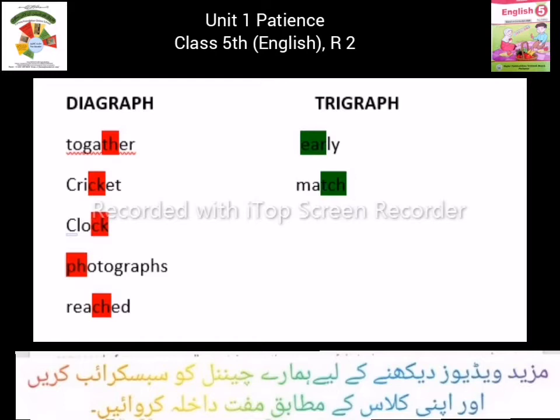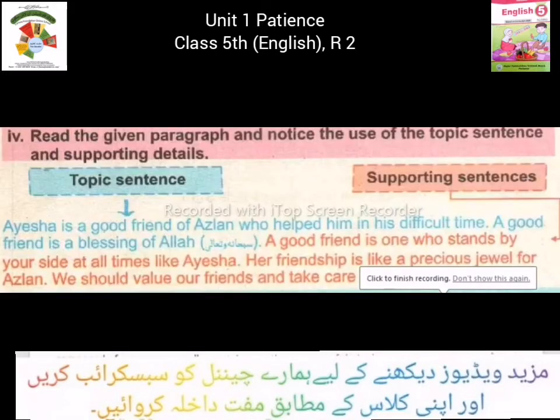Next is question number 4, that is, read the given paragraph and notice the use of the topic sentence and supporting details. So first you should know what the topic sentence is: it is the first sentence of any paragraph, on which the paragraph is based, and the other sentences that support that topic sentence are called supporting sentences.